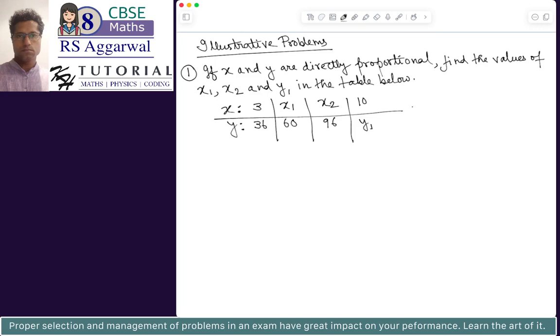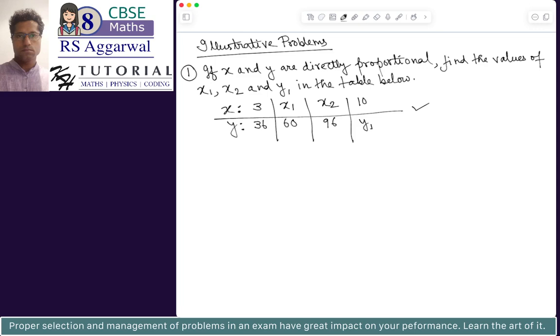So as you can see in this table, some corresponding values of x and y are given. So from the first column, we can see that when x is 3, the value of y is 36. We will apply the concept that the ratio of x and y, you can either consider the ratio x by y or y by x, is a constant.